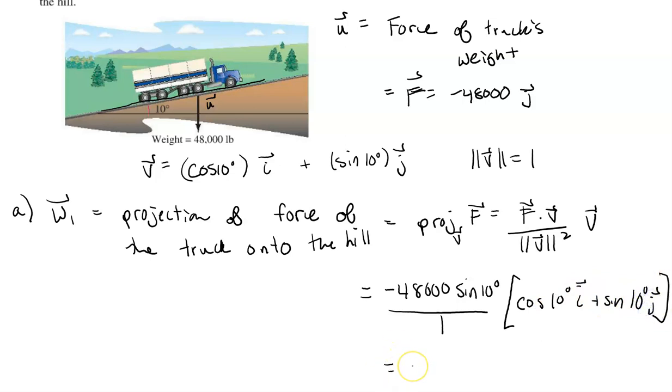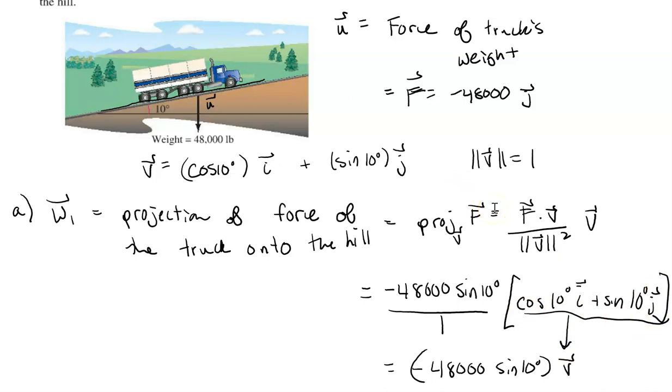So this gives me, if I were to, and we can call this V if you like, negative 48,000 sine of 10 degrees all times V. And I know that sounds a little bit strange. Why are we going back to just V, which is right here? But we want to know the amount of force.